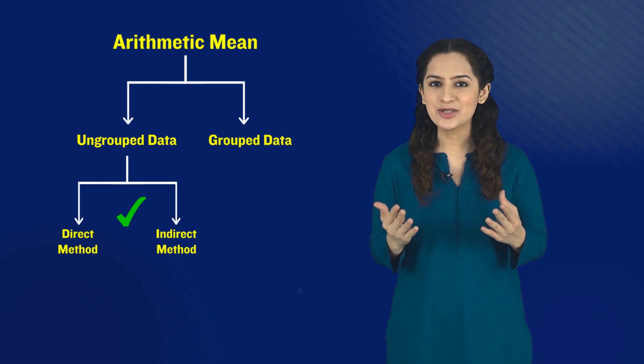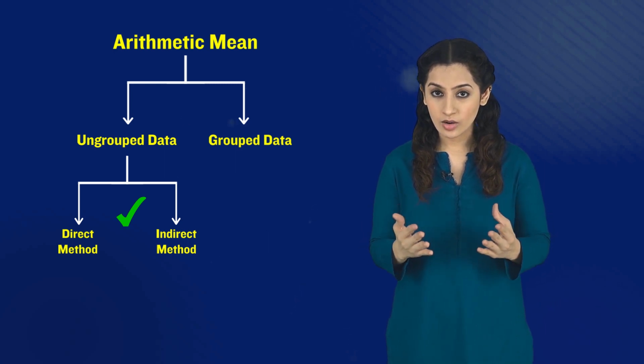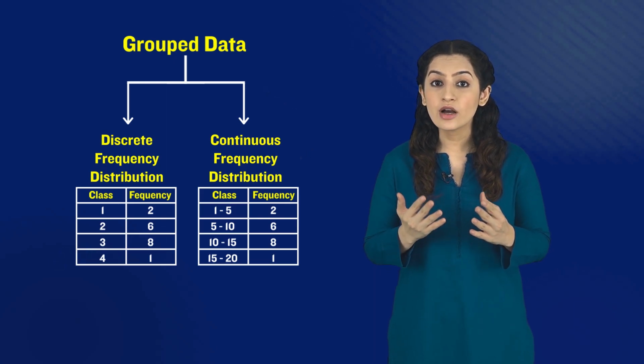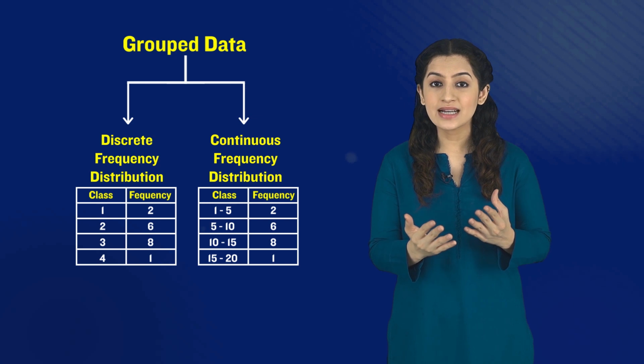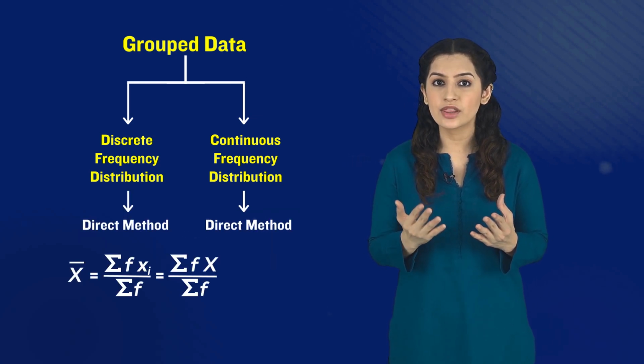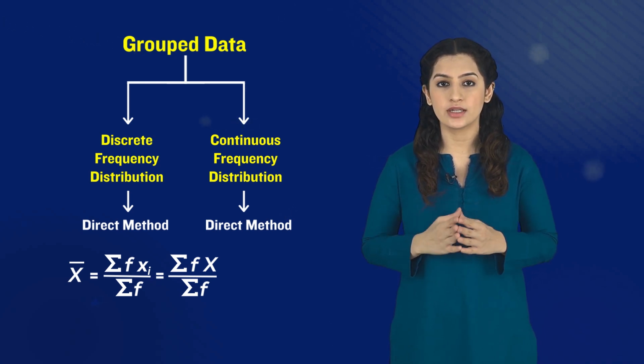Wouldn't it just be amazing if we also knew how to figure out the arithmetic mean of a group data? It would. Well, let's get down to it then, shall we? Now, as you all know, group data can be of two types. And just like for the arithmetic mean of an ungrouped data, which we discussed in our previous video, a group data also has a direct method, the formula for which will be the same for both types of group data.